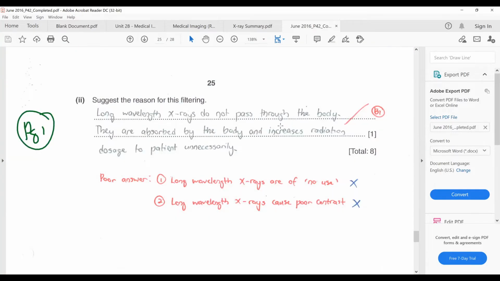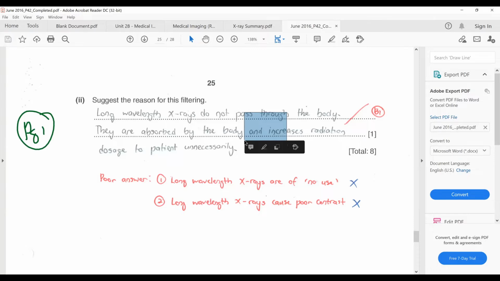So it's better just to say that they are absorbed completely by the body and increase radiation dosage. That's why you want to filter them, and also because they don't contribute to the image. So this one is fine. Then you go to page 1.